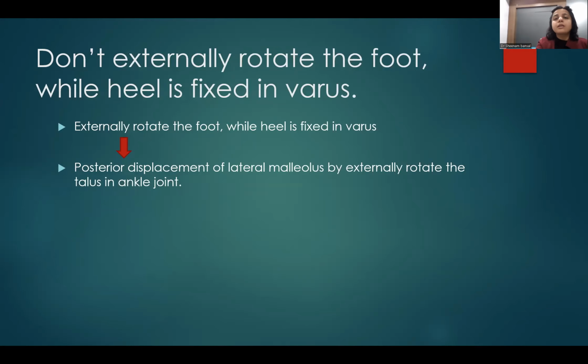Then don't externally rotate the foot while the heel is fixed in varus. So if the heel is fixed in varus and you are externally rotating the foot, what will happen? It will externally rotate the talus, which will ultimately displace the lateral malleolus posteriorly.